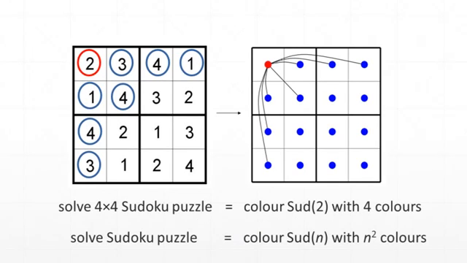Filling a 4 times 4 Sudoku puzzle with numbers 1 to 4 is the same as coloring the whole graph with 4 colors. In general, solving a Sudoku puzzle is the same as coloring the Sud_n graph with only n squared colors. Now we know that Sudoku can be expressed as graph Sud_n. But how does Sud_n look like? Before answering this question, we will introduce what NEPS is.